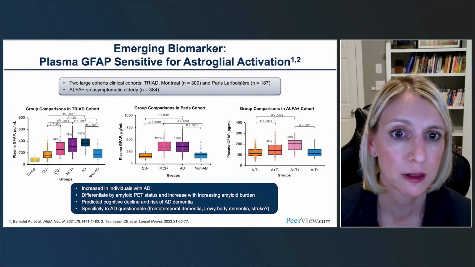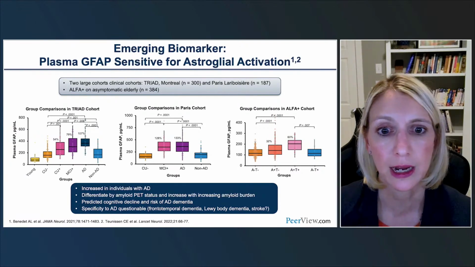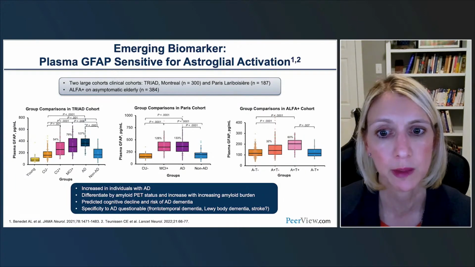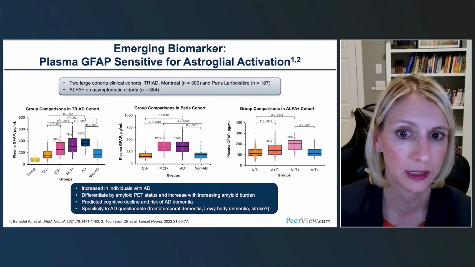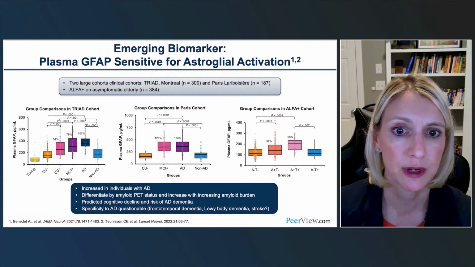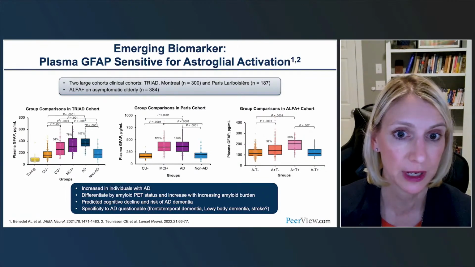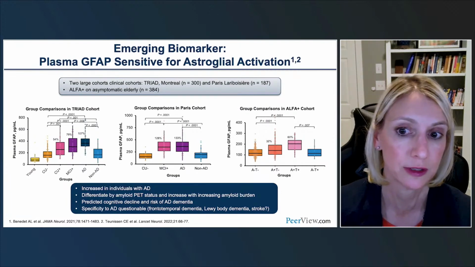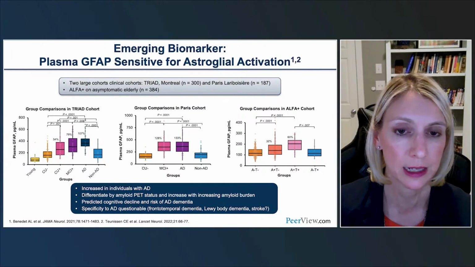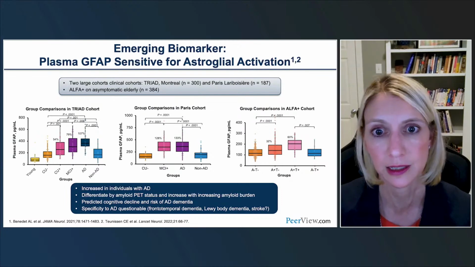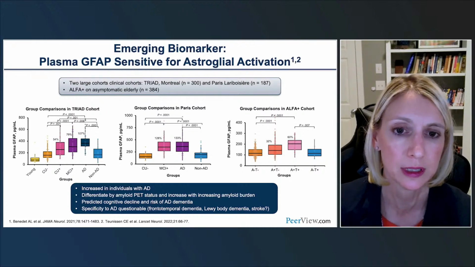And as you can see here, plasma GFAP is increased among individuals with Alzheimer's disease dementia. There are higher levels of GFAP among those individuals that are amyloid positive compared to amyloid negative, and GFAP has been shown to predict cognitive decline and risk of Alzheimer's disease dementia. However, as a marker of neurodegeneration, again, it is not specific. Plasma GFAP has also been found to be elevated in stroke patients, as well as frontotemporal dementia and Lewy body dementia. So more work is needed to understand exactly how this biomarker can be used in the context of either diagnosis, prognosis, or therapeutic monitoring among Alzheimer's disease patients.